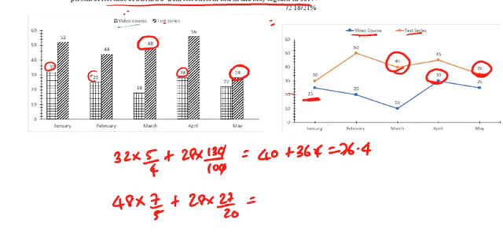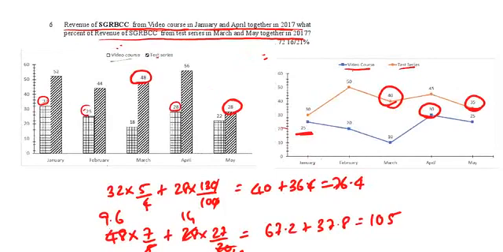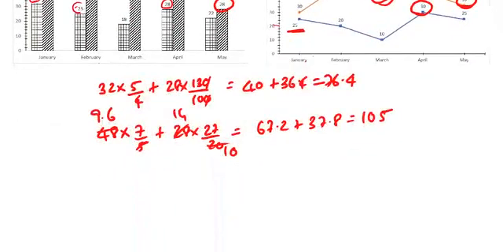If you solve this, we are going to get 9.6 into 7, that is 67.2, plus this one we are going to get 37.8, totally equal to 105. This is 76.4, this is 105. Now see the question: this is what percent of this? 76.4 is what percent of 105? 76.4 by 105 into 100.